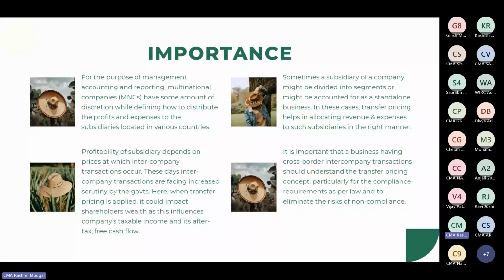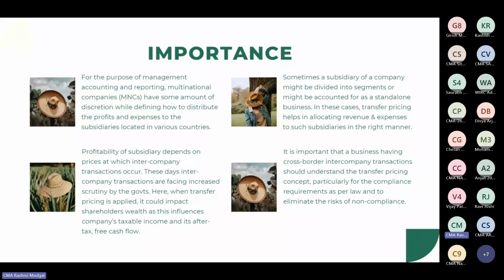It is important that a business having cross-border intercompany transactions should understand the transfer pricing concept, particularly for compliance purposes, as per the requirement of law, and to eliminate the risk of non-compliance. So there is a compliance liability, where you need to show your expenses which are cross-border, and you are going to make profit out of another cost which is not available in India. They want to know what the profit is and charge the taxes over it.